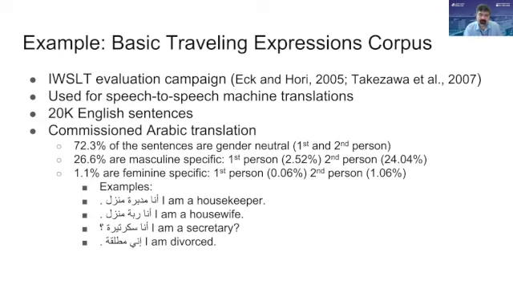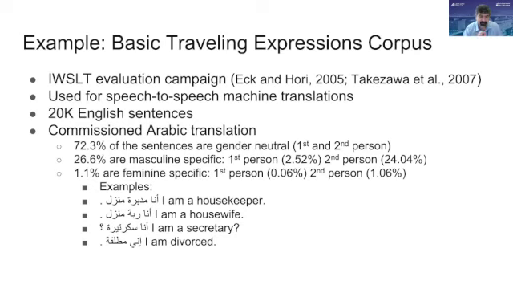And when we looked at the Arabic data set, we found about 72% or so are gender neutral. So first person, second person speakers. Oh, by the way, this corpus is all about things people say when they're traveling. Like, I'd like a cup of coffee, please. Or I need a room with a window on the sea or something like this. So it's all short sentences of that kind that are used, of course, to help travelers translate what they need. But then about 26% of the sentences were masculine specific, first or second person, and 1% were feminine specific. So 26 to 1 is the ratio of the masculine to the feminine.